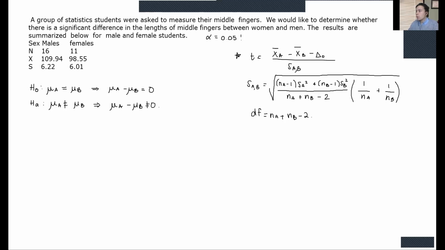So that means we have two samples, a sample of females, a sample of males. So sample A and sample B, and for each one of them we have the sample average, we have the sample standard deviation, and we have the sample size. And what we want to determine is if there's a difference in the means of middle fingers for women and for men. So what we said is we're going to start with the assumption that there is no difference, so that they're the same. So that would mean that the mean length of middle fingers for men is the same as the mean length of middle fingers for women.